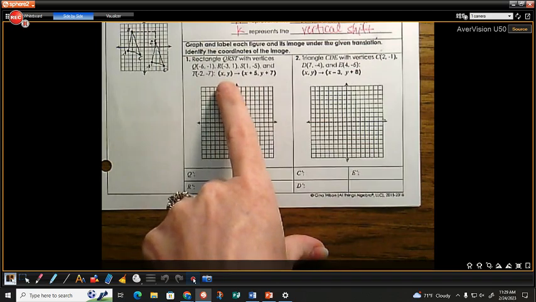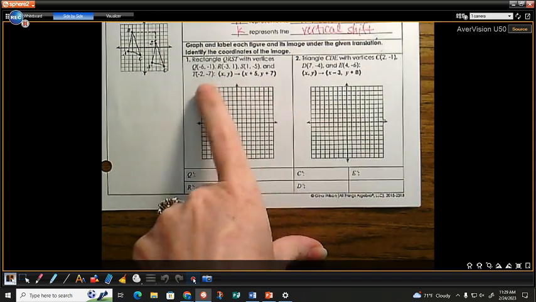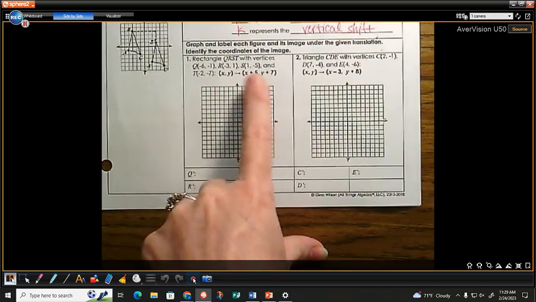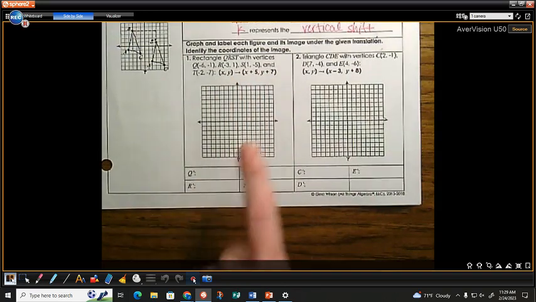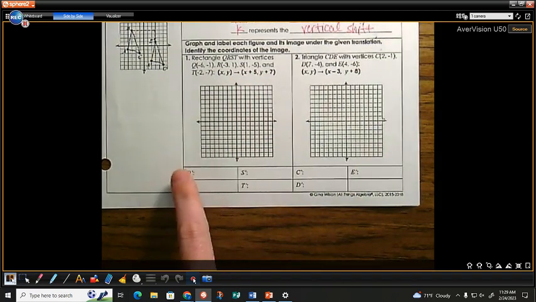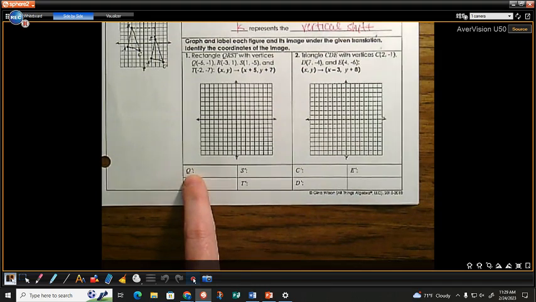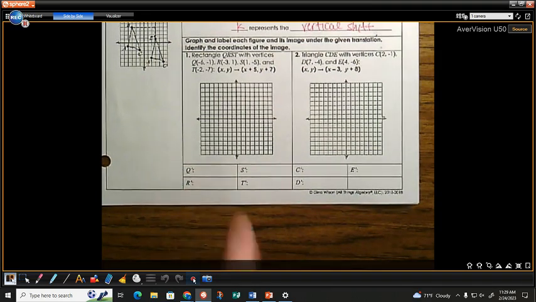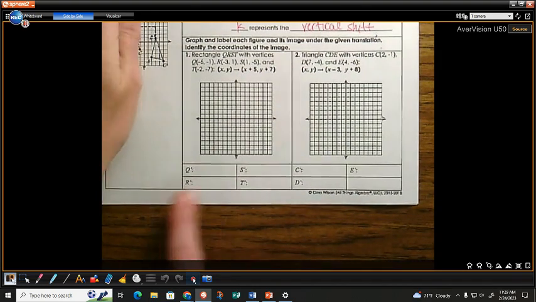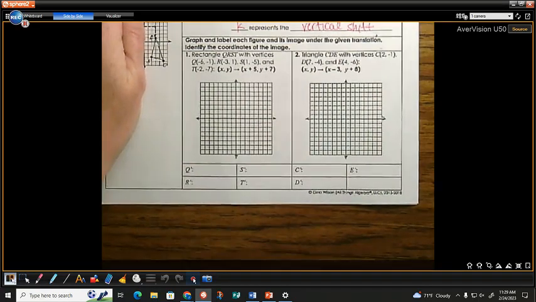Then I'm telling you, here's a coordinate move. I want you to move all your XYs like this. You can graph it if you want, or you can just put, where would Q prime be now? Where would R prime, S prime, and T prime be? I want you to write down the coordinates for the image of those.